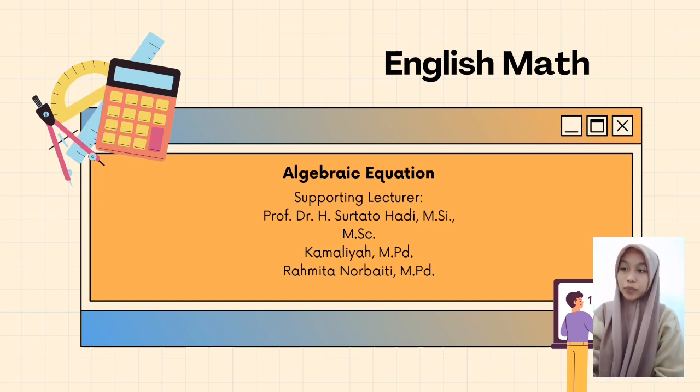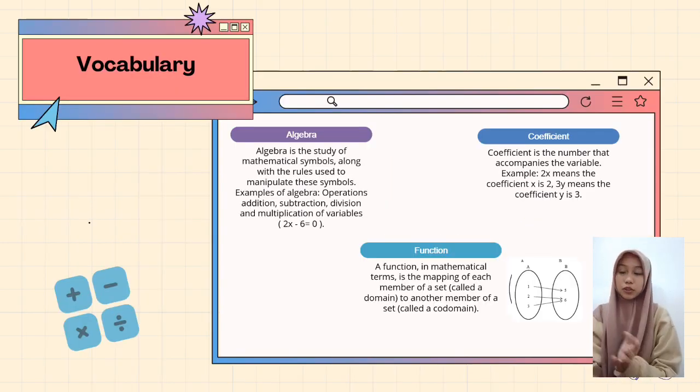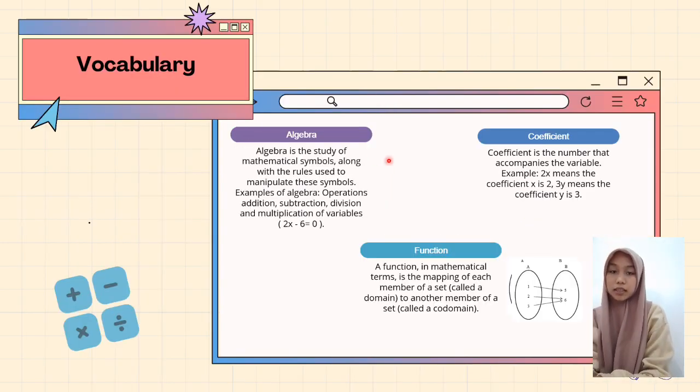I'm from Group 2. Today I want to explain about fifth meeting materials, algebraic equation. This is today's vocab. First we have algebra. In Indonesian we say aljabar. Algebra is the study of mathematical symbols along with the rules used to manipulate these symbols. Examples of algebra: operations of addition, subtraction, division, and multiplication of variables. For example, 2x minus 6 equals 0.